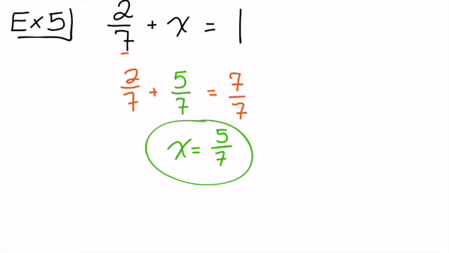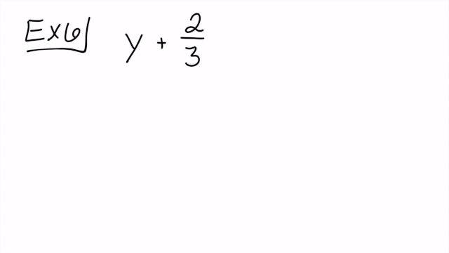All right, you freaking out yet? All right, let's look here. Okay, let's do another one. All right, example number 6. You can do these. Here, let's prove it. Let's see. y plus 2/3 equals 1 whole.